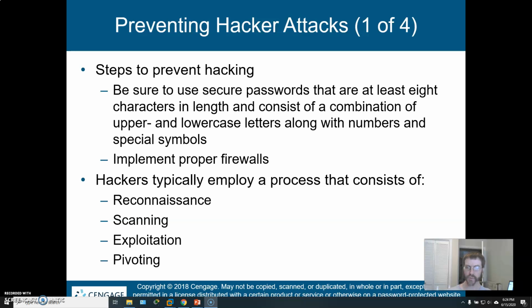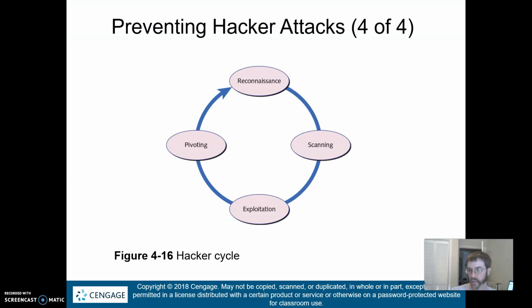So: reconnaissance, scanning, exploitation, and pivoting. Understand that pivoting means essentially getting back to step 2, if not all the way back to step 1, worming your way deeper and deeper into your target system. It will kind of look like this.